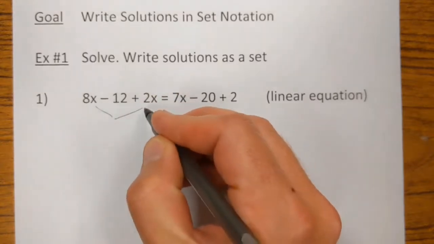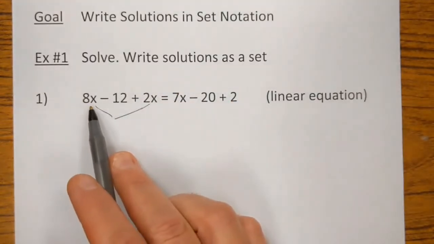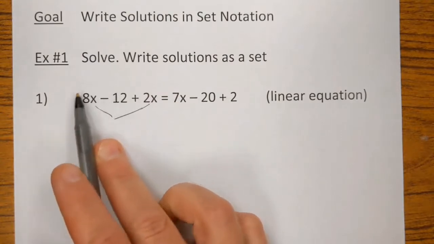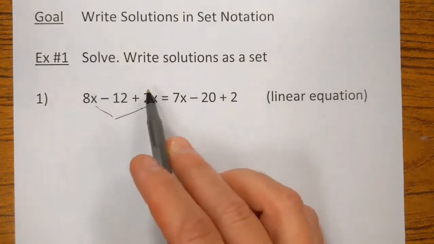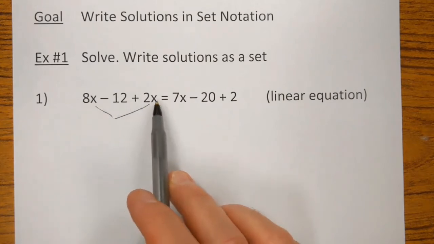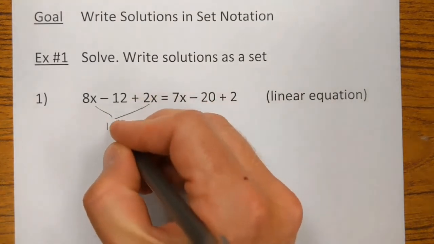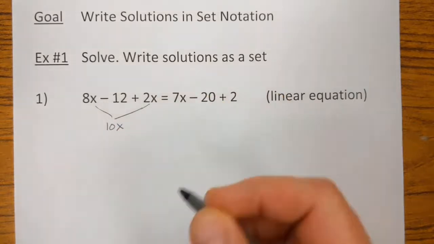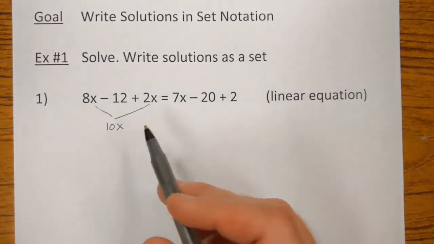First, remember the concept of combining like terms. A term that has an x in it, or a term that has a variable, is called a linear term. We can combine this 8x plus this 2x because they both have the x. They're both called linear terms. We can add these together into a 10x.